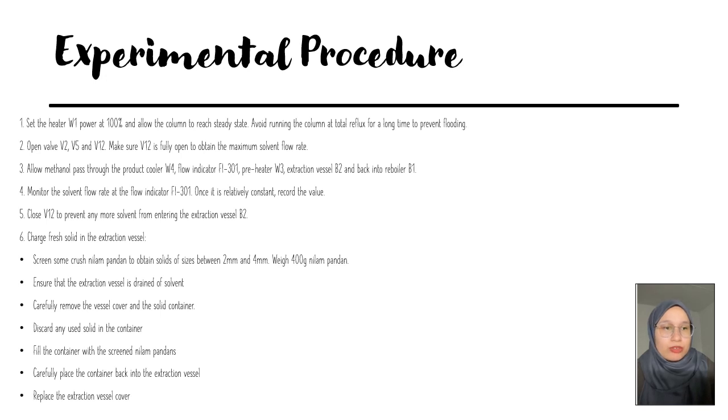Close V12 to prevent any more solvent from entering the extraction vessel B2. Charge fresh solid in the extraction vessel by screening some crushed nilam pandan to obtain solids of sizes between 2 mm and 4 mm. Weigh 400 gram of nilam pandan. Ensure that the extraction vessel is drained of the solvent. Carefully remove the vessel cover and the solid container. Discard any used solid in the container. Fill the container with the screened nilam pandan. Carefully place the container back into the extraction vessel and replace the extraction vessel cover.